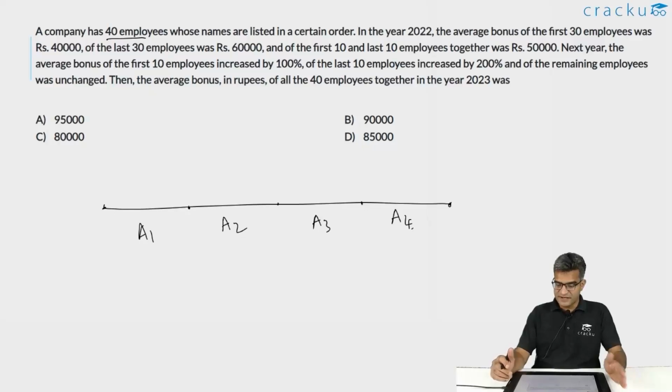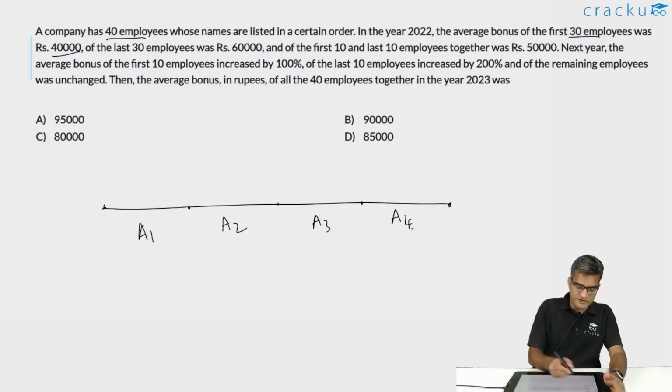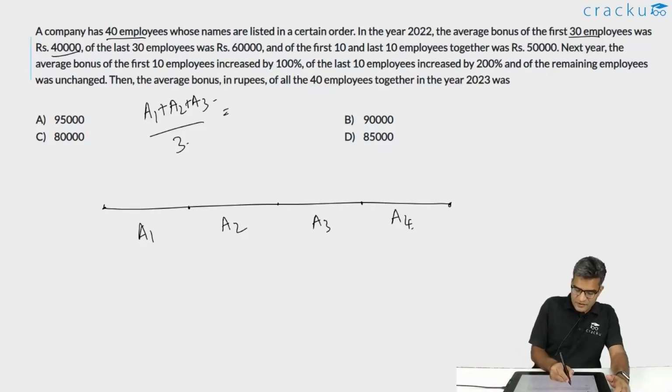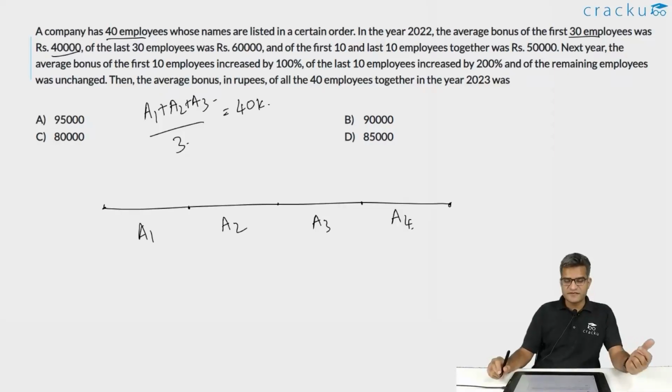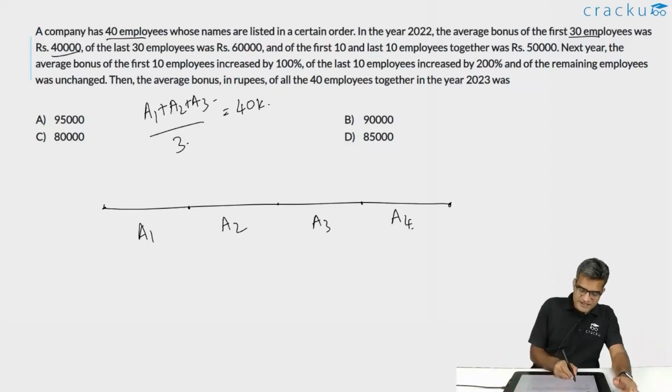We are told that in the year 2022, the average bonus of the first 30 employees was 40,000. What does it mean? It means that A1 plus A2 plus A3 divided by 3 is equal to 40,000, 40K. You can multiply all of them with 10 because the total money of the first 10 employees is 10A1. Total money of the next 10 employees is 10A2. Total bonus of the next 10 employees is 10A3. Divide this by 30, you are going to get 40K, but all the 10s get cancelled because the number of employees in each of that particular slot is the same. All of them we have divided into 10 employees. So A1 plus A2 plus A3 is equal to 120K.